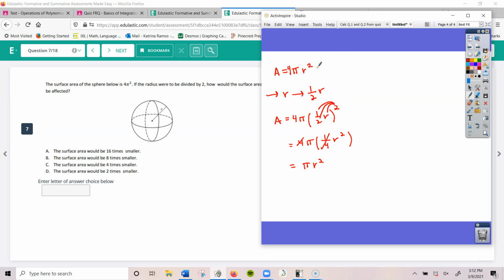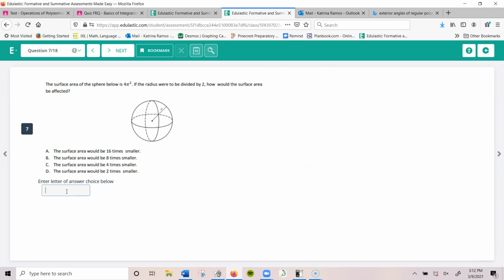Now we compare the difference. The original surface area equation is 4 pi r squared, and my new surface area is pi r squared. This was divided by 4 in order to get pi r squared. That would make the surface area 4 times smaller. So C.